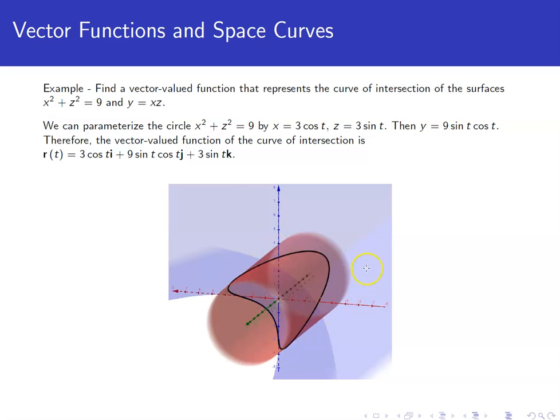So you've got this cylinder, x squared plus z squared equals 9. The green axis is the y-axis, so we're kind of looking down the y-axis in this case. It intersects the y equals xz surface. And this curve kind of goes around and back and around this way, if you will.